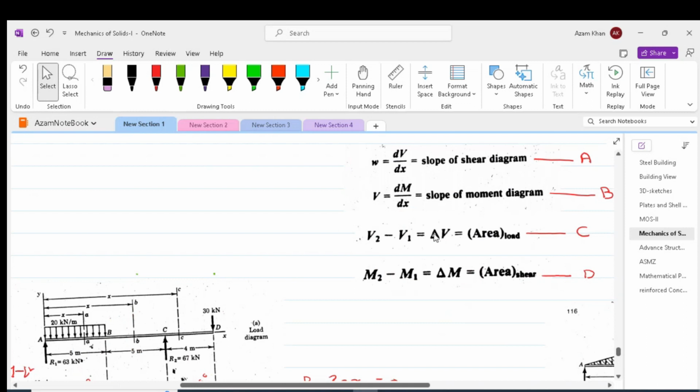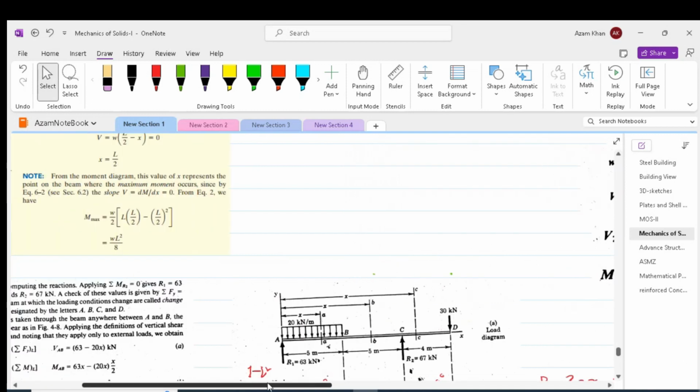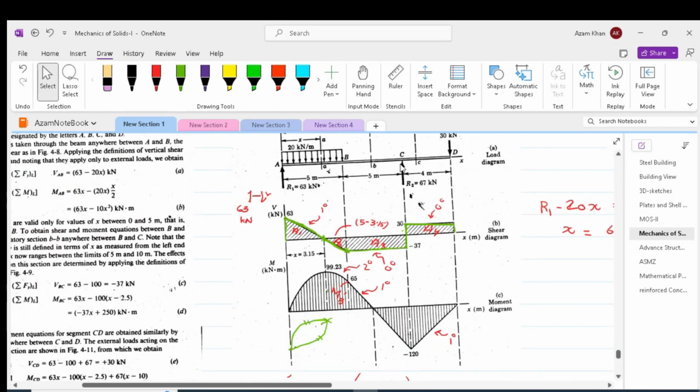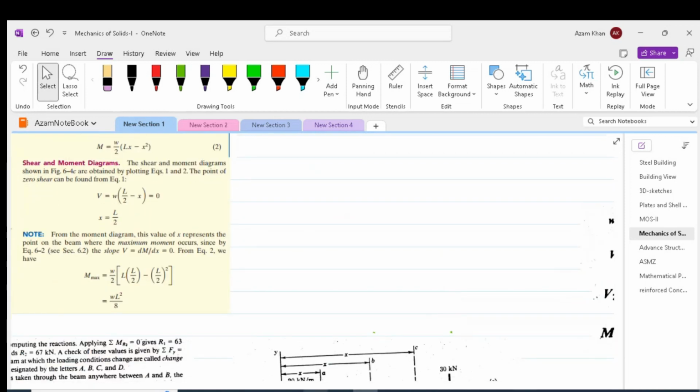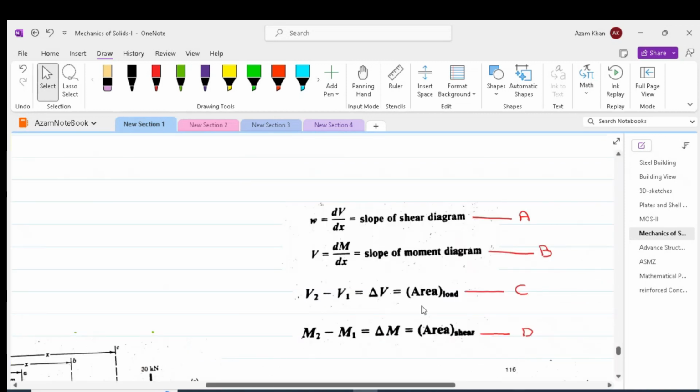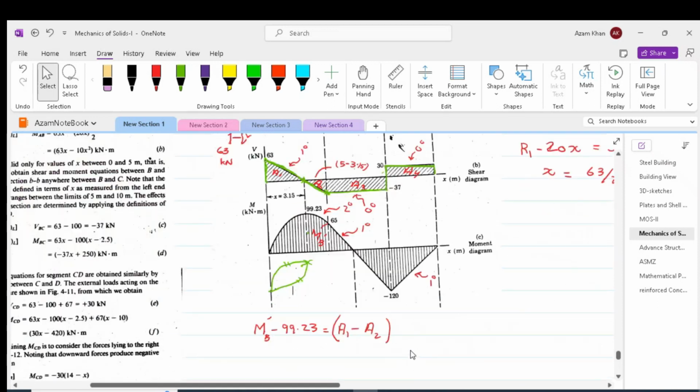This is in accordance with this expression, which is the change in shear between the 2 points is equal to the area of the load between those 2 points. Thus, we have the load applied only at point C. We can take V2 minus V1, which is 30 minus (minus 37). That makes 30 plus 37, and that equals R2, which is 67 kilonewton. So the equation V2 minus V1 is equal to area of the load is satisfied.